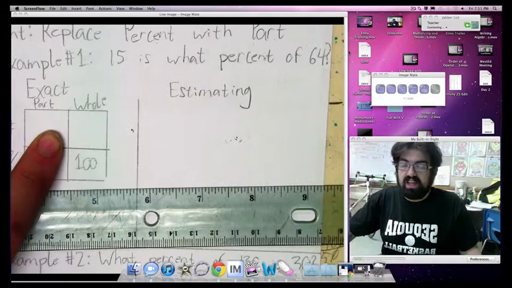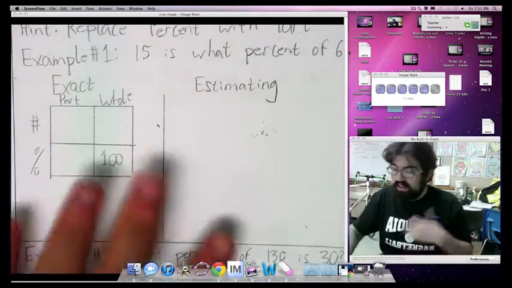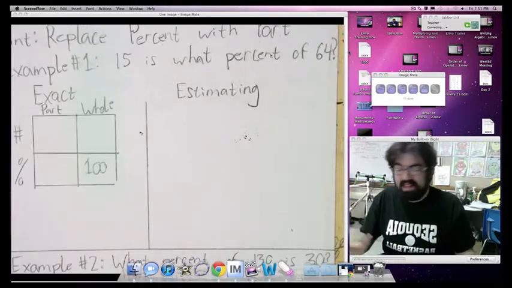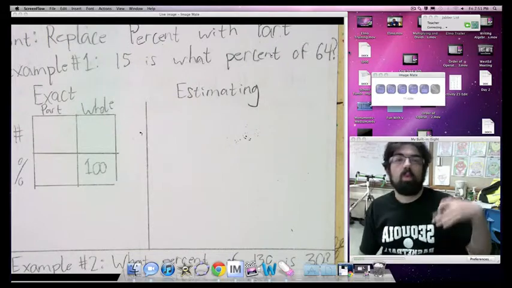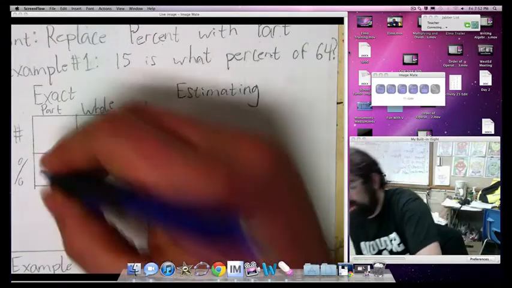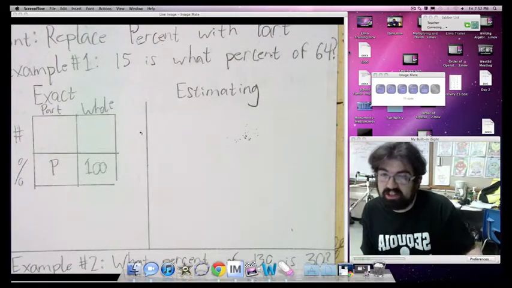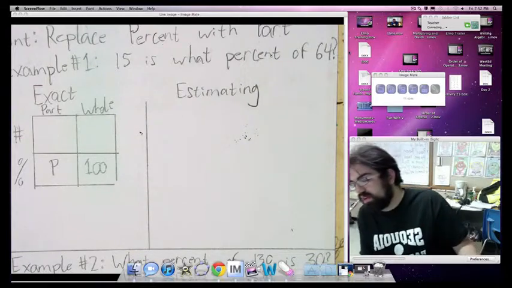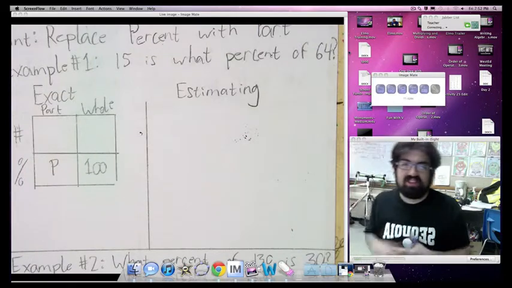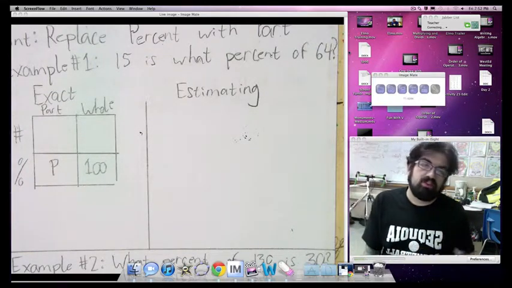Let's read the question, and this is where reading it is a huge part. If you don't understand what you're reading, then that's a bigger issue than knowing how to solve it. You have to know how to read it. So 15 is what percent? What percent? That probably means that's what I'm looking for. I'm going to call that P for percent. I'm solving for the percent. Now we need to figure out which number goes in which box, because that can get kind of tricky. 15 is what percent of 64?